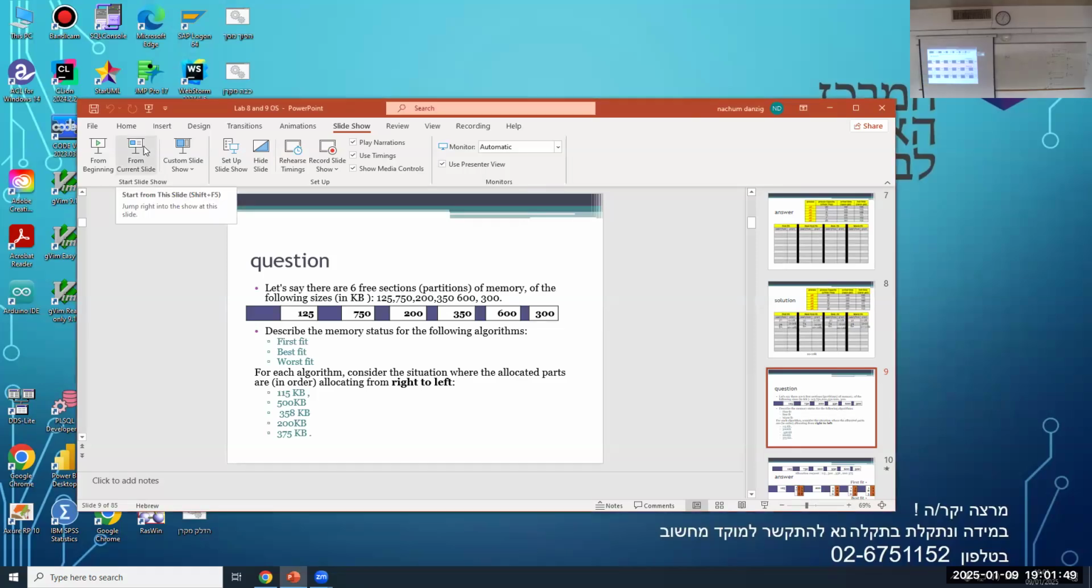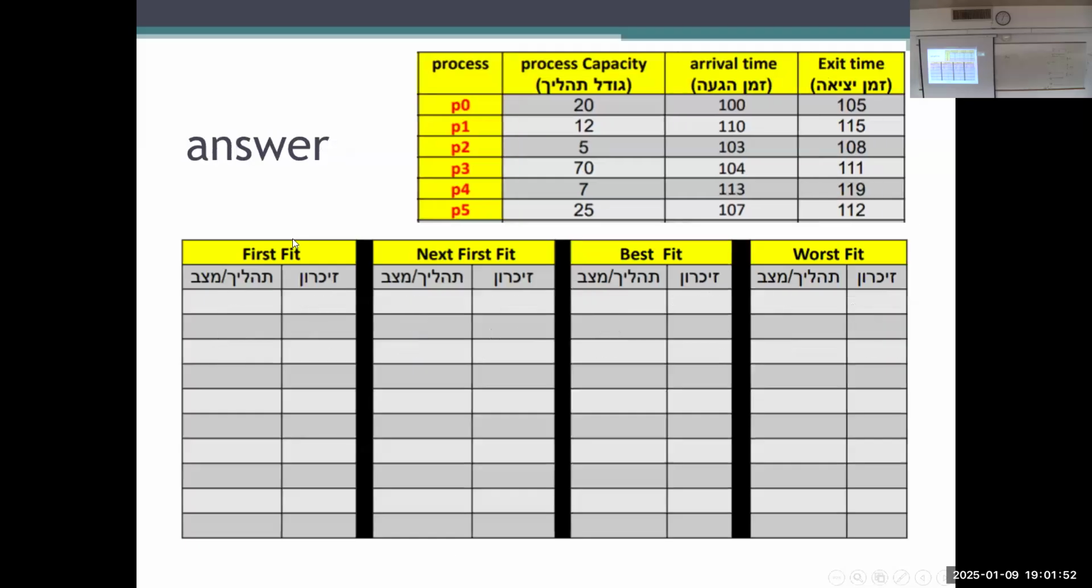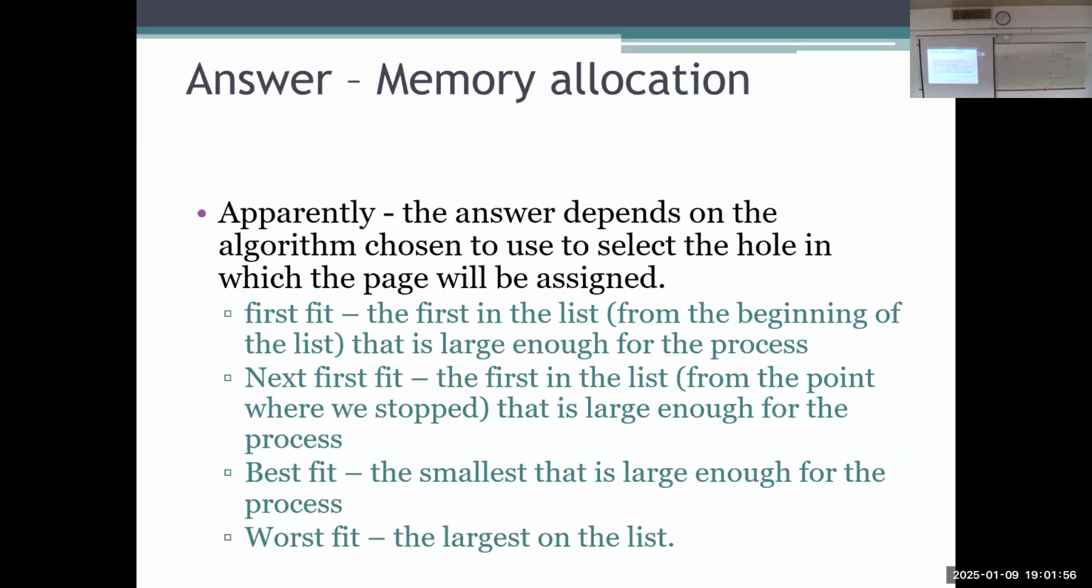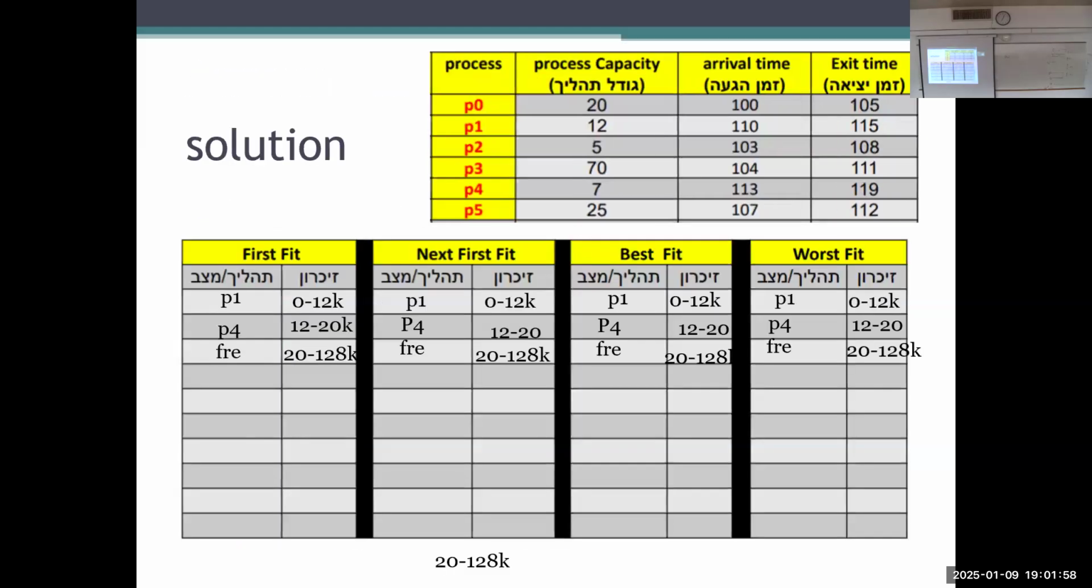Okay, from current slide. We just wanted to see the answer, for those people at home who somehow don't have the slides. And this is the answer. We see that they're all the same. This is a beautiful example to show that there's no difference between the algorithms, if that was your goal.